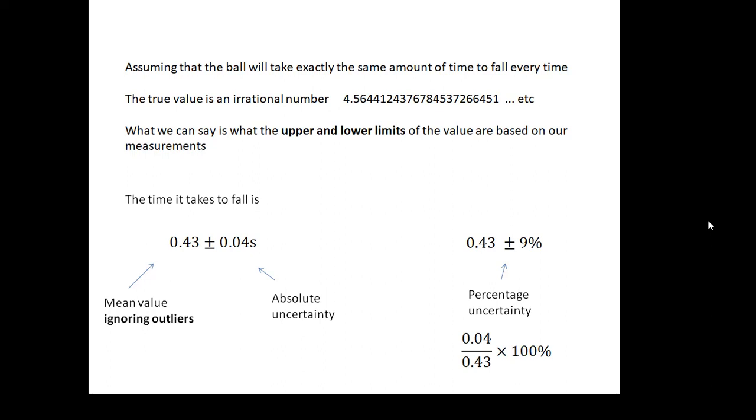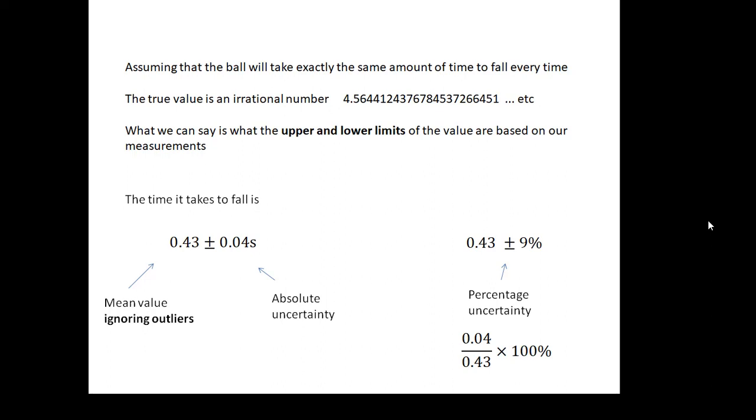The mean value is what we get when we ignore outliers. And you may have noticed looking at the data set there was an obvious outlier. We ignore that when we work out our mean. And then we have what we call the absolute uncertainty. And what we can do is work out the percentage uncertainty. If we do 0.04 divided by 0.43 and then times 100, we get 9%. So there's the absolute uncertainty and the percentage uncertainty.